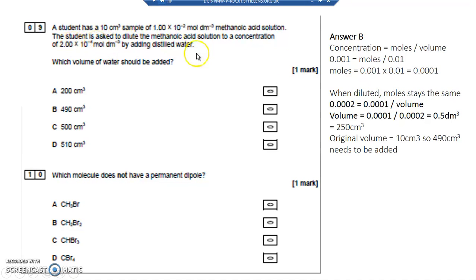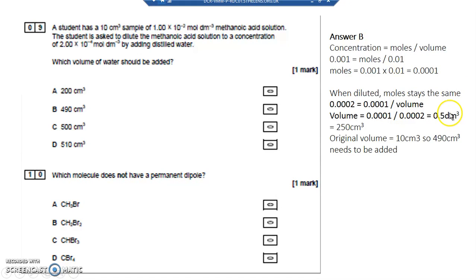So the new concentration equals moles divided by volume. New concentration, 2 times 10 to the minus 4, is 0.0002, equals the number of moles of methanoic acid, which stayed the same, 0.0001, divided by volume. Rearrange that and you'll find that volume is 0.0001 divided by 0.0002, which is 0.5. Remember, the volume is in decimeter cubed. Now, all the answers, unfortunately, are in centimeter cubed. So let's convert decimeter cubed back into centimeter cubed.